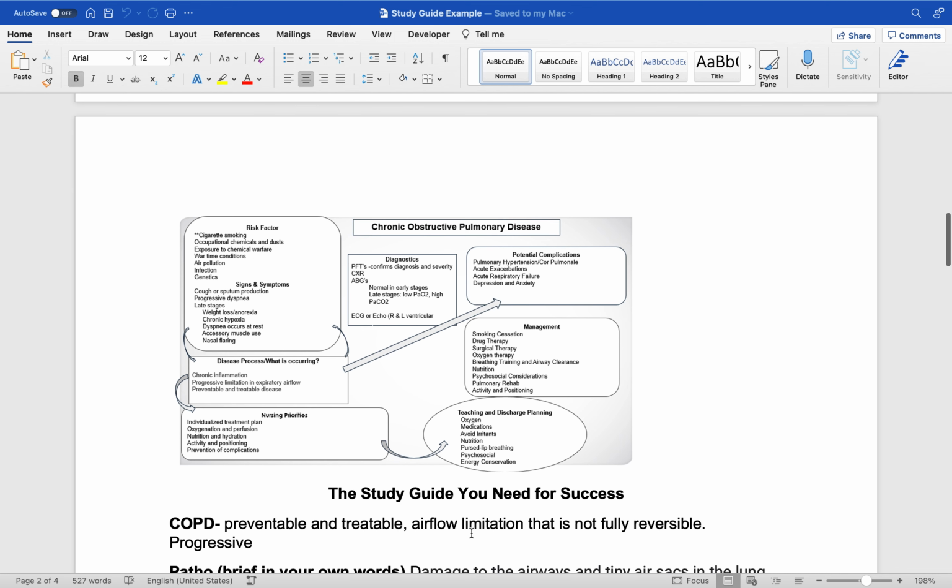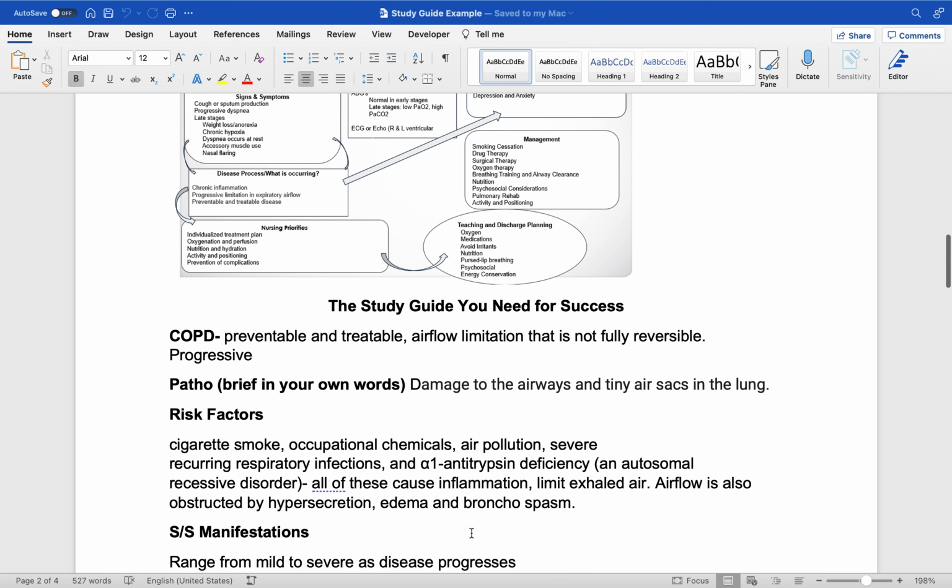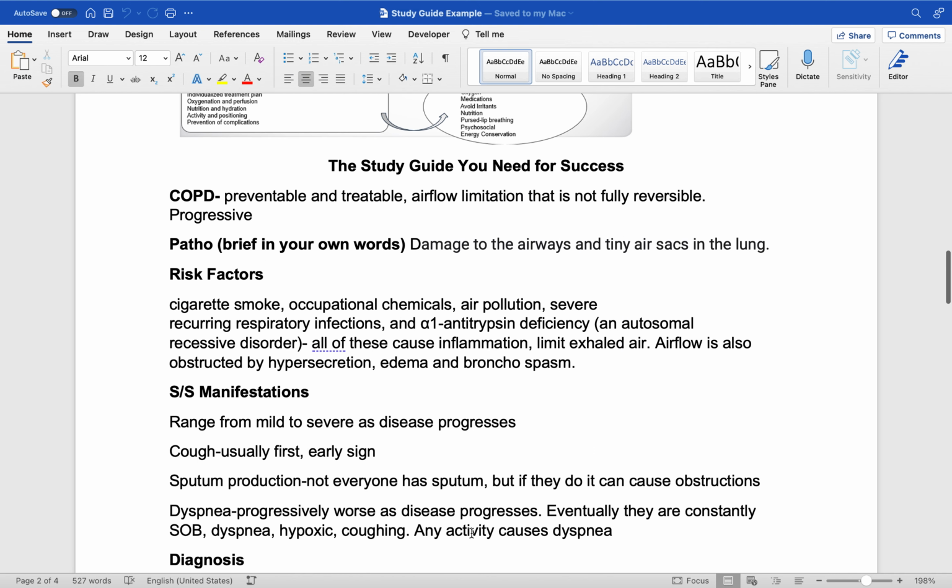Here is more of an example of what you'd want on your study guide that would be more helpful to you in understanding the particular disease process in more depth. You always want to start with, what is the disease process? For example, we have COPD here. We want to make sure that it's preventable and treatable. What is it? It is an airflow limitation that is not reversible, and it is a very progressive disease. You want to have that information there so you know what COPD is.